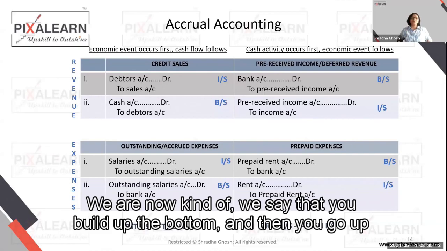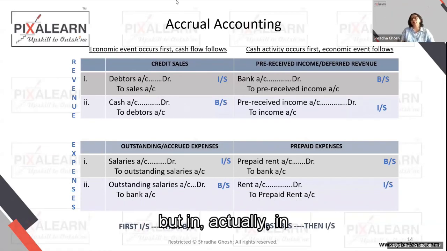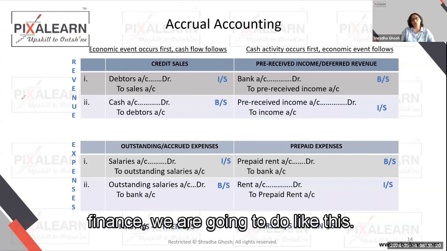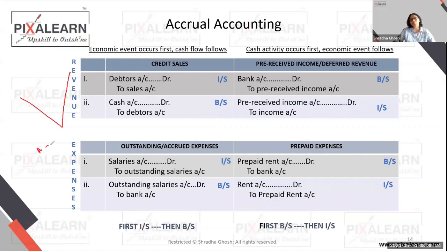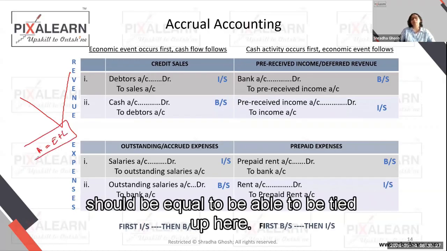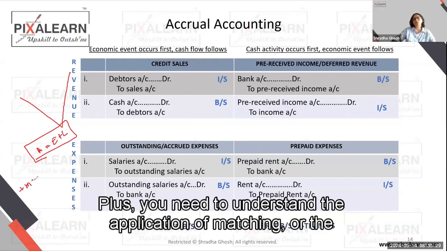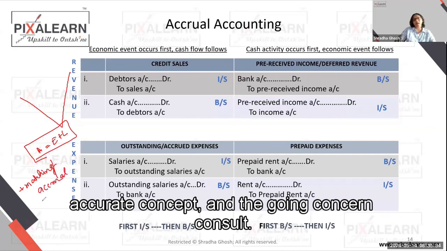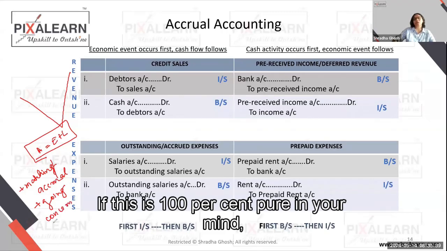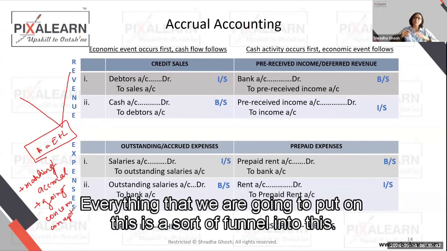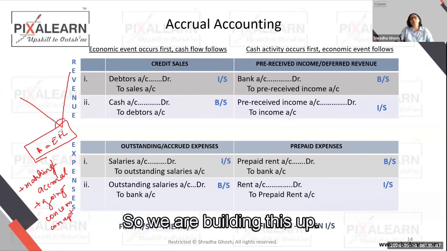We say that you build up the bottom and then you go up, but in finance we are going to do it like this. We are going to have an inverted funnel approach. Everything should be equal to be able to be tied up here. Plus you need to understand the application of matching, or the accrual concept, and the going concern concept. If this is 100% clear in your mind, trust me, everything that we are going to put on this is going to funnel into this. So we are building this up.